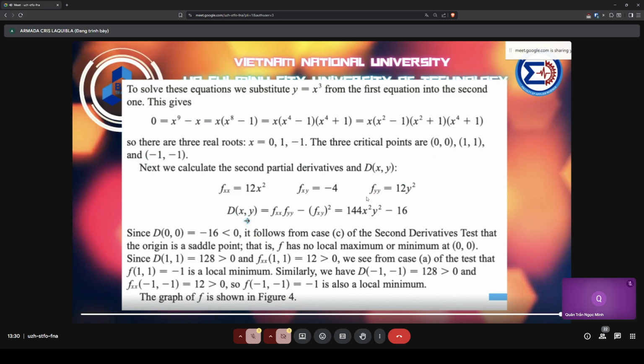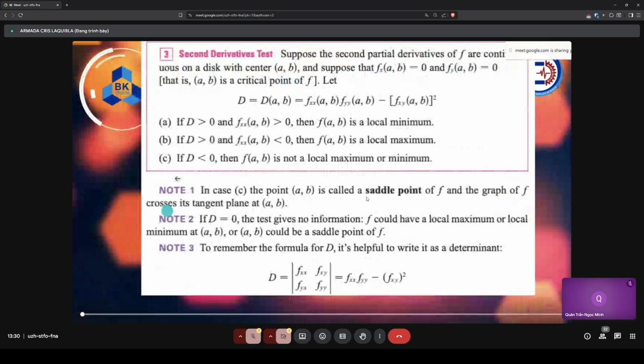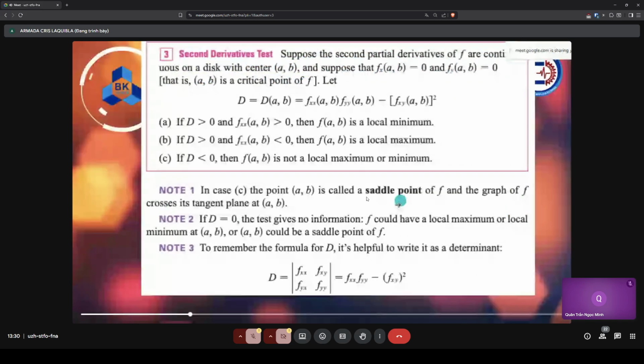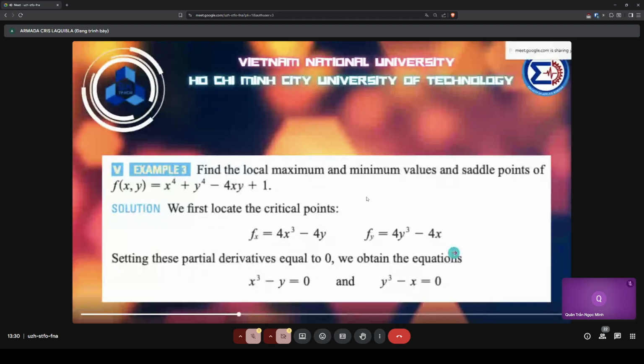Now, you substitute all the points in your D so that we can solve your D value. So first, (0, 0). If x and y are zeros, the first term here becomes 0, so minus 16. The answer is negative 16 for D(0, 0). And what does it mean? If D is negative, here letter C, it is not a local maximum or minimum, and it is a saddle point, by note number 1. Therefore, it is a saddle point.